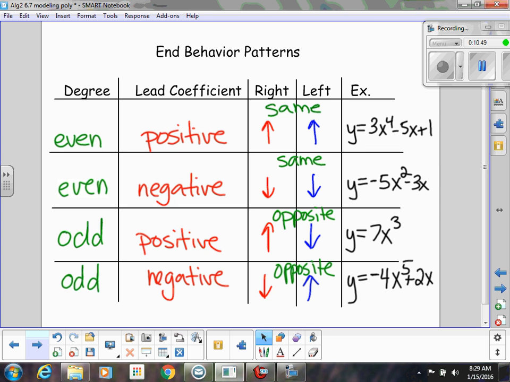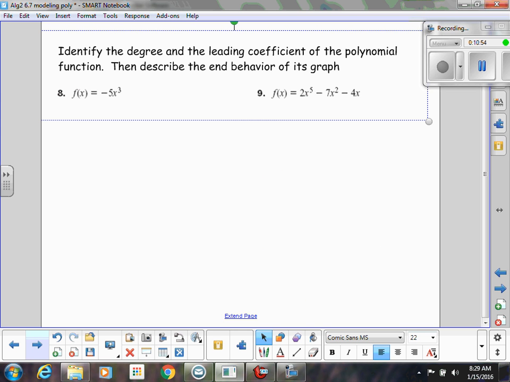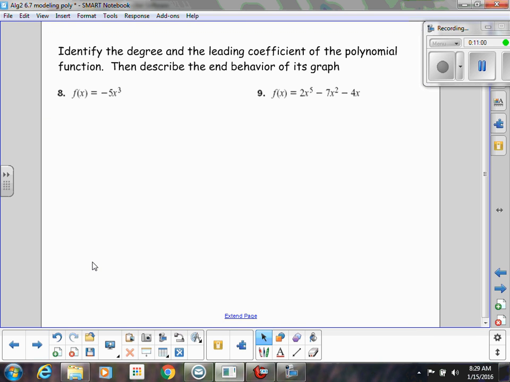So now let's look at this. Let's use this pattern to help us identify the end behavior of these polynomials that were given. In this one, number 8, the first thing we're going to look at is the lead coefficient. So the lead coefficient is negative.